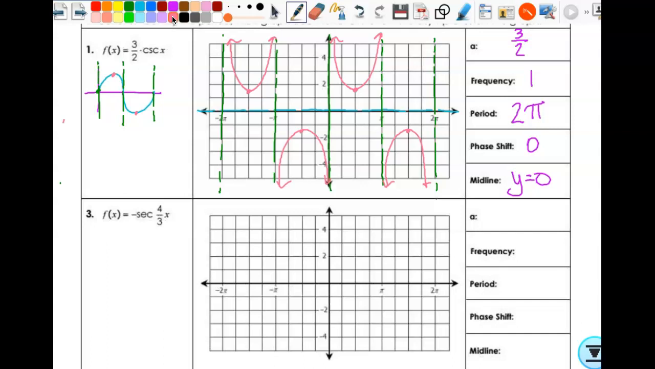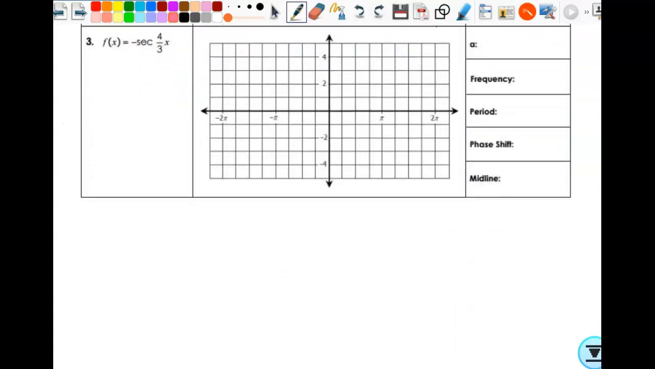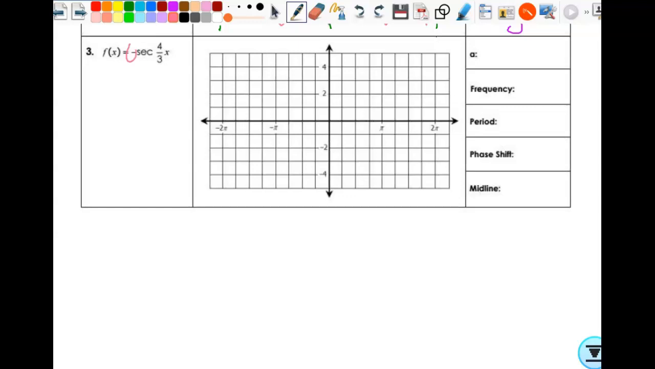Okay, so let's look at number 3. We've got negative, which means I'm going to reflect, so we got to pay attention to that. But A is still 1. Frequency is 4/3. So if the frequency is 4/3, what's the period? 3 pi halves. I don't have a phase shift, midline, y equals 0. Secant is the reciprocal of what? Cosine. So I'm going to sketch in a cosine parent function right there. And my midline is at y equals 0.